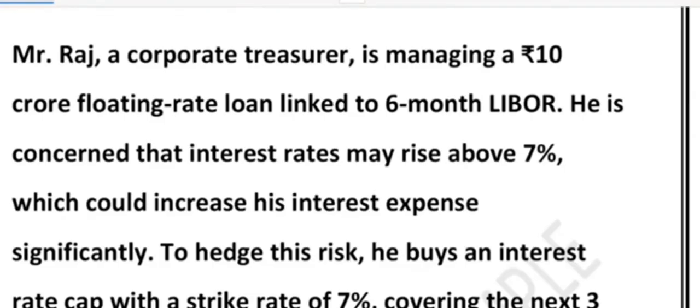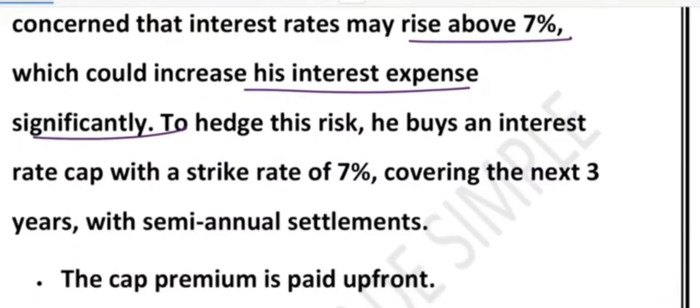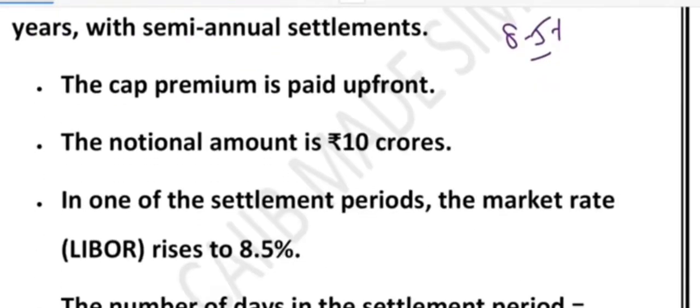The next question that we have is related to Mr. Raj. Mr. Raj is a corporate treasurer. He is managing a 10 crore floating rate loan, which is linked to 6-month LIBOR. He is concerned that interest rates may rise above 7%, which could increase his interest expense significantly. So he feared that interest rates may rise above 7%. So what he did, he bought an interest rate cap with a strike rate of 7%. In one of the settlement periods, LIBOR was at 8.5%. Now, as you can see, one of the settlement periods saw LIBOR at 8.5%.